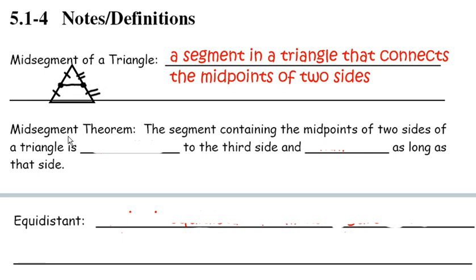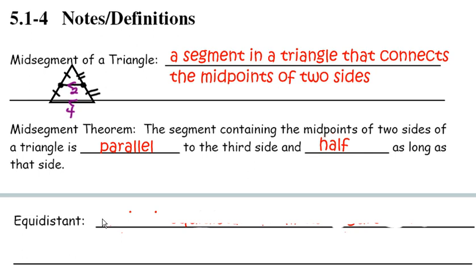And then there's a theorem that goes along with it, the midsegment theorem, that says the segment containing the midpoints of two sides of a triangle, also known as the midsegment, is parallel to the third side and half as long as that side. So this line that I just drew here, this midsegment, is going to be parallel to this third side, and also it's going to be half as long. So if this guy's 4, this guy would be 2.